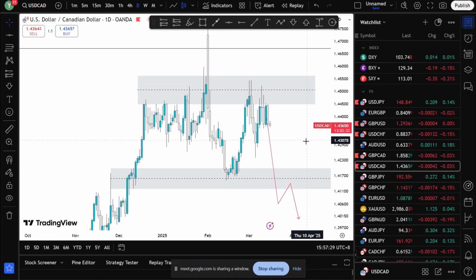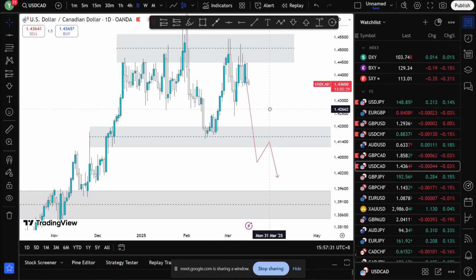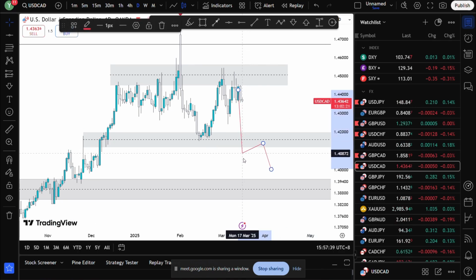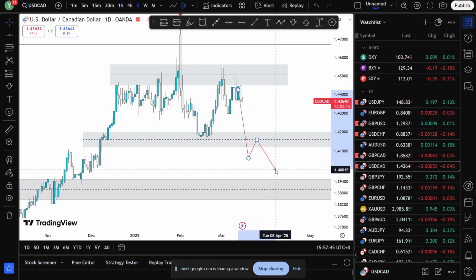So I'm still looking for a sell for USD CAD, but the price has been ranging here for a few weeks. So what I'm going to do is wait for the price to break past this S&R zone first, and then it will retest, and then I will look for a sell opportunity. So for now, I will not take any trade yet, but for USD pairs, I mostly look for sell.